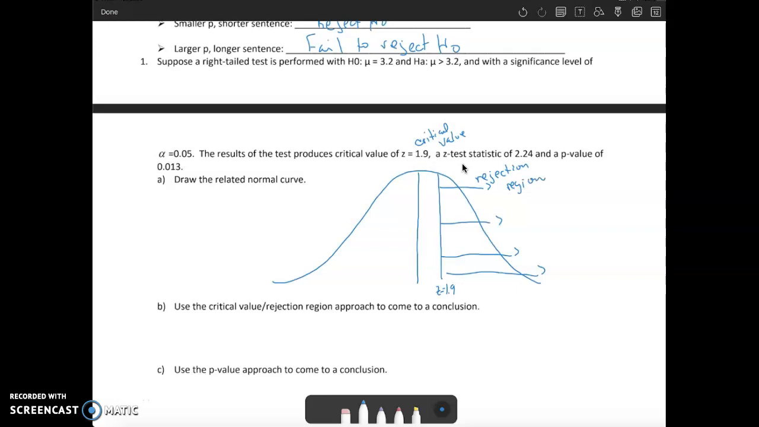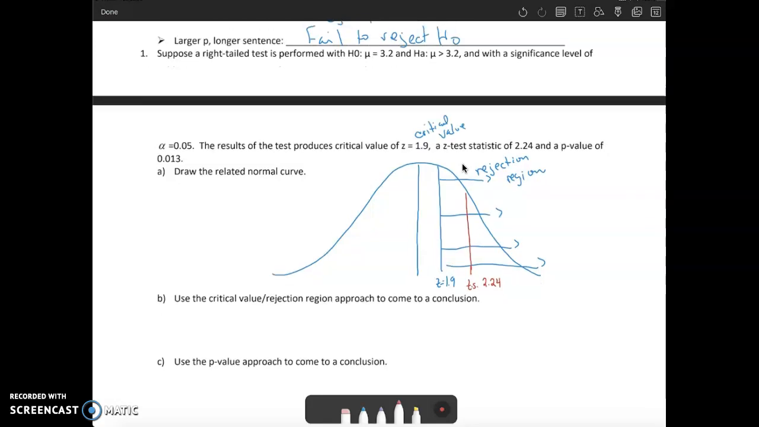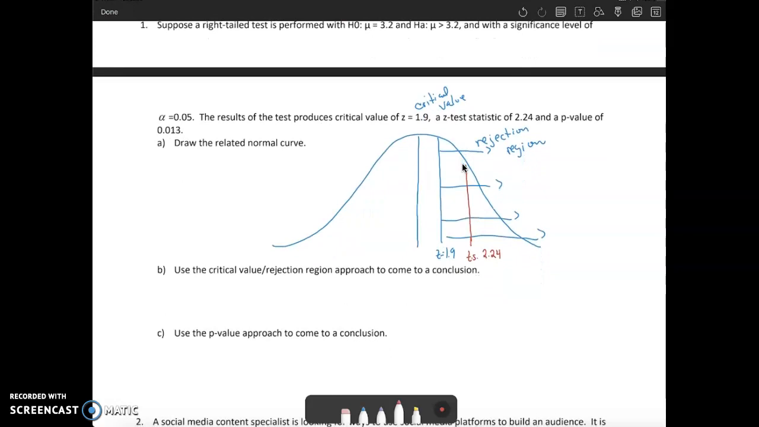Then it tells us that the test statistic came out as 2.24. So I'm going to write that with a different color. The test statistic, I'm going to call that TS, right here, was 2.24. So what we can see is that the test statistic has fallen into that rejection region, which means that we can use this first approach to come to a conclusion. So if the test statistic falls in the rejection region, it means we have enough evidence to reject the null.